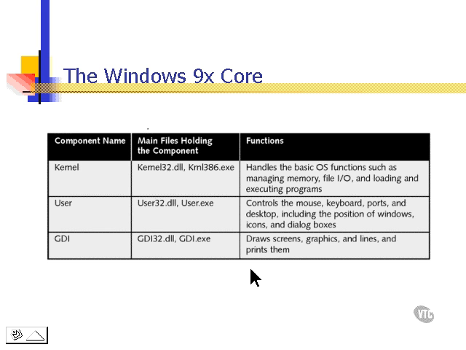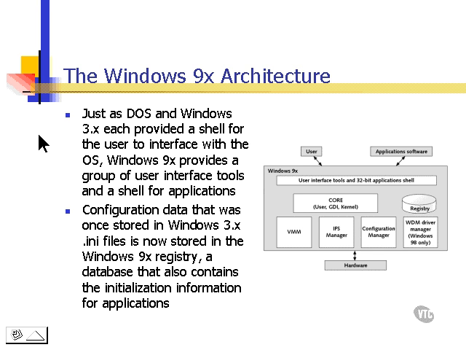Now, Windows 9X architecture makes it extremely flexible. Just as DOS and Windows 3X each provided a shell for a user interface, Windows 9X provides a group of user interface tools and a shell for applications. And the configuration data that was once stored in the 3x.ini files, the initialization files, is now stored in the Windows 9X registry. So the registry has replaced the initialization files. So Windows 9X architecture is extremely flexible and can use 16-bit or 32-bit programs.